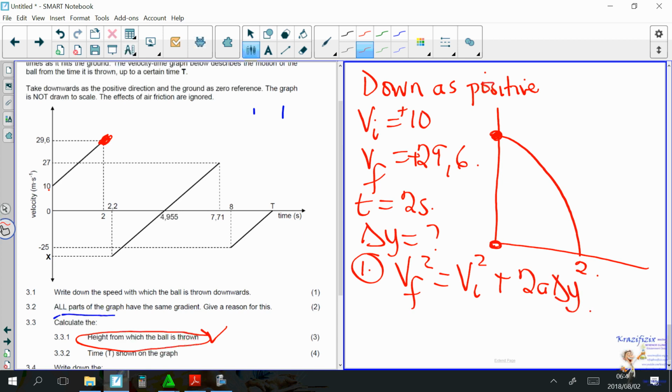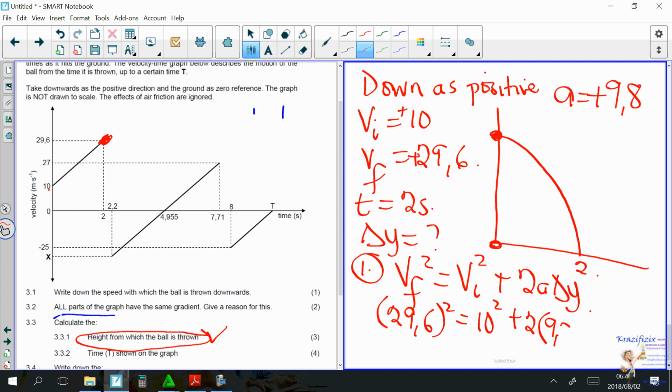All right. So what's my Vf? My Vf is 29,6 squared. What's my initial? 10 squared plus 2. Oh, by the way, what is my acceleration? Remember, it's down. So it's positive 9,8. I have 9,8, and I have delta y. Awesome. Please get your calculators and walk through.